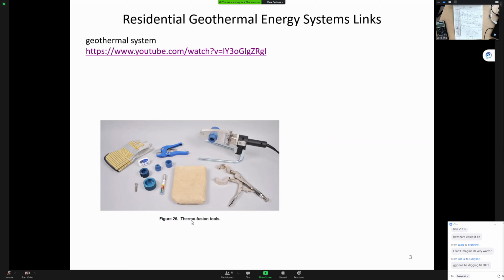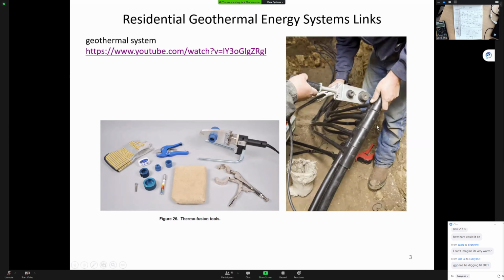For them, they usually use the thermal fusion tools because all those pipes you put under the ground, if they leak or something, it's really hard to replace or repair them, right? So they use the thermal fusion. When they fuse the two pipes together, they said it's much stronger even than the pipe itself. That's how they connect all those different pipes together.